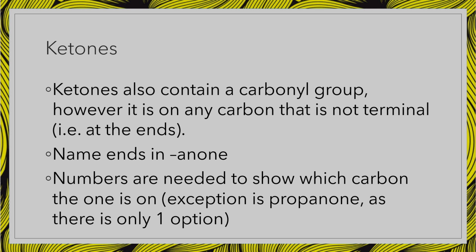Now, ketones. Ketones can also contain a carbonyl group, but it's not at the ends. So it's not on the terminal carbons. It's in the middle. The name ends in -one. So methanone, actually no, there's no methanone. Propanone, butanone, hexanone. The numbers are needed to show which carbon it is, except for propanone, as there's only one option, because there's only one middle carbon. For something like butanone, it's going to be 2-butanone. Okay, we need to specify that.